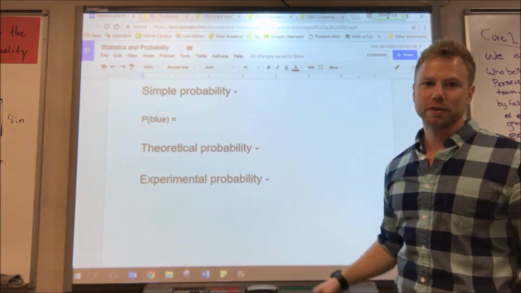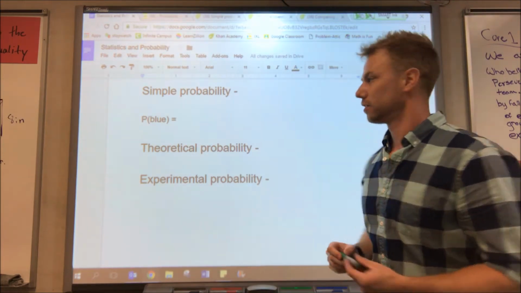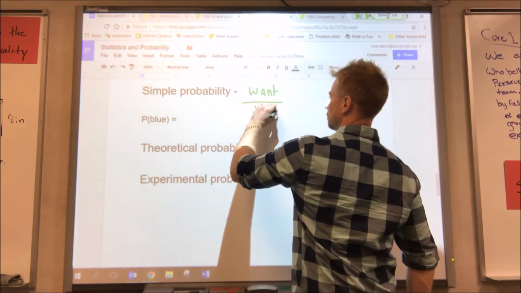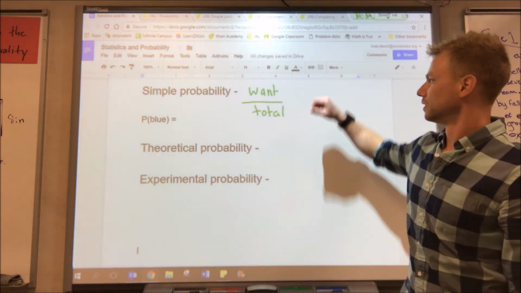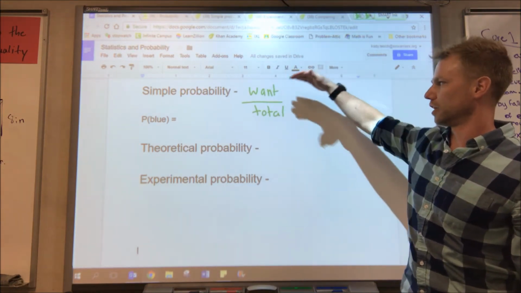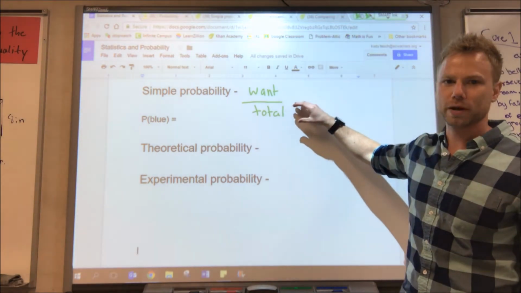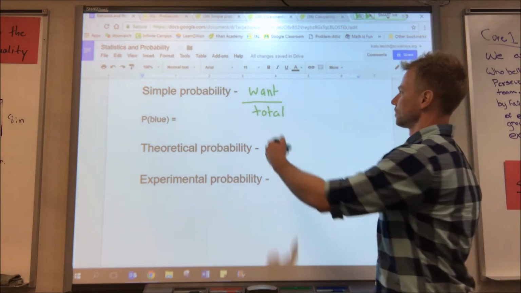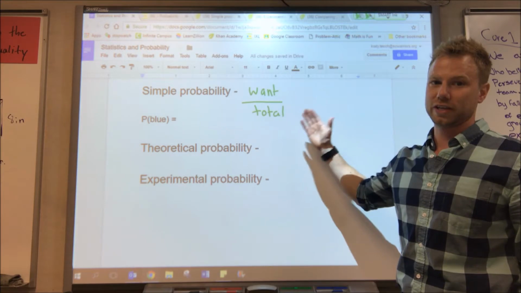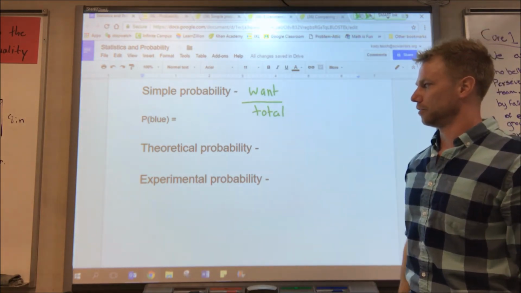So, simple probability in its most basic terms is what we want over our total. So it's want over total. Okay, and that is a fraction. Whatever it is that we're looking for, whether it be a specific color or number, what we want goes in the top, out of how many total possibilities there are on the bottom. Okay? And we could answer that as a fraction, it could be a decimal, it could be a percent. But we can start out with that simple fraction and then figure out the probability from there.